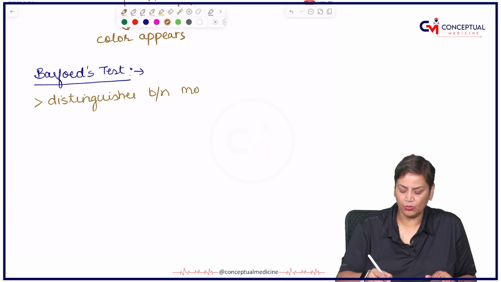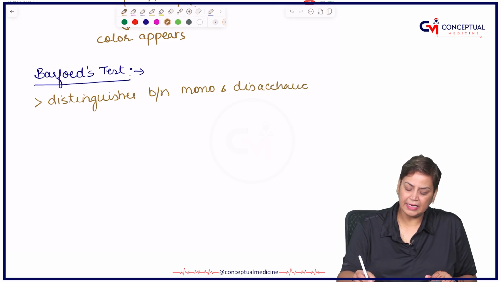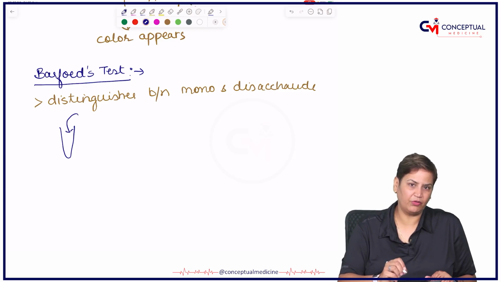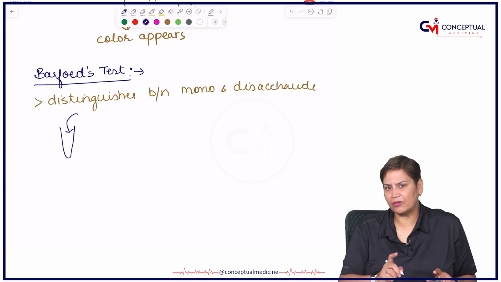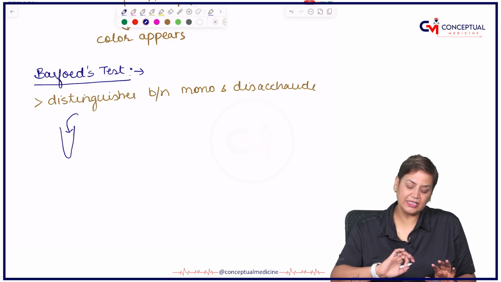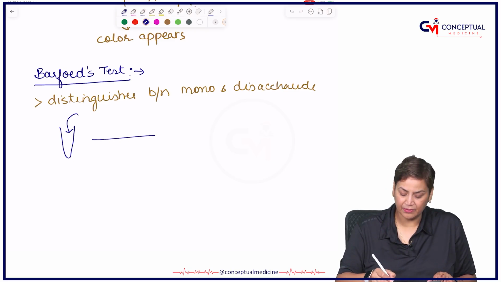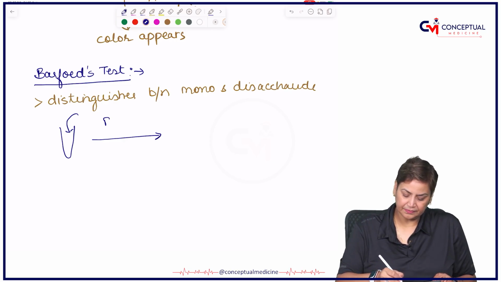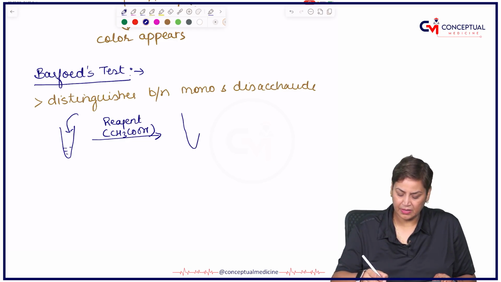Between mono and disaccharides. And again, it is simple. What we do is we take a solution and we add Barfoed's reagent. But here we can say this Barfoed's reagent, or you can say the reaction, is performed in an acidic medium. Reagent in glacial acetic acid. And it is going to give red precipitates of cuprous oxide.